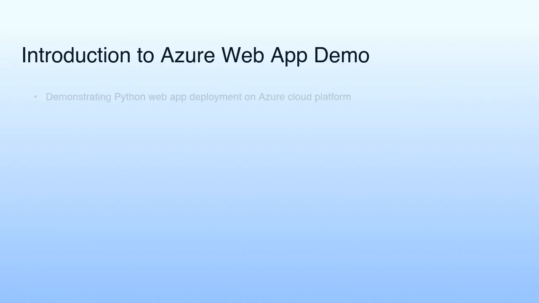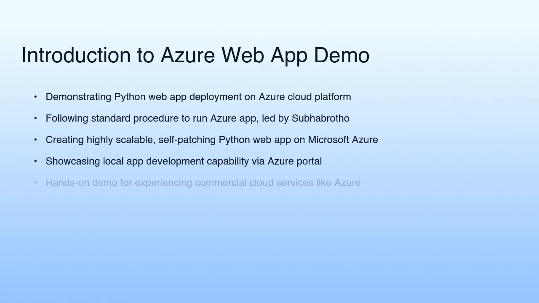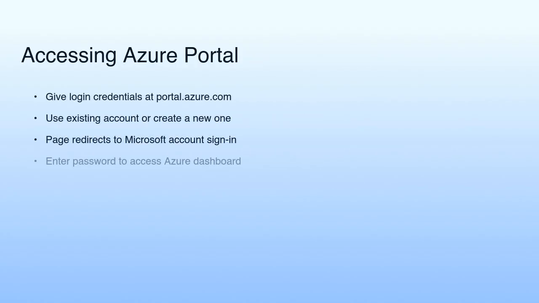In this Azure Web App demo, a Python web app deployment on the Azure Cloud Platform is being demonstrated by following the standard procedure led by Subrata. The objective is to create a highly scalable, self-patching Python web app on Microsoft Azure and showcase the local app development capability via the Azure portal, providing a hands-on experience with commercial cloud services like Azure.